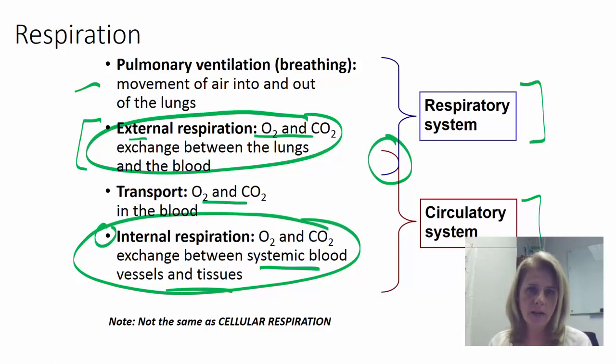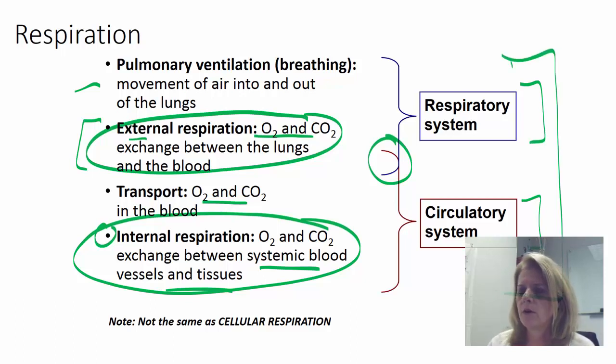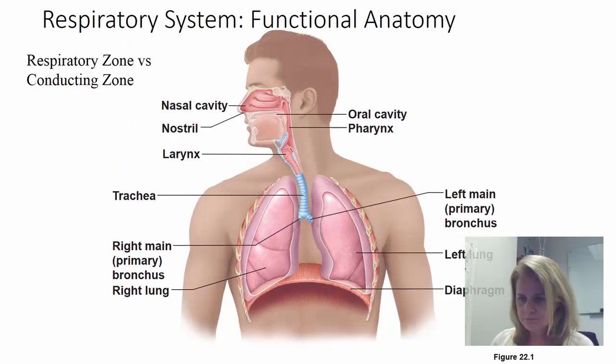Okay? So pulmonary ventilation, which is breathing, moving air in and out. External respiration, bringing oxygen in, sending CO2 out. Transport, carrying those gases through the body, oxygen to the organs, CO2 back to the lungs. And internal respiration, again, taking the oxygen out of the blood into the organs, bringing the CO2 out of the organs into the blood. Okay, that should be a lot of review from when we talked about blood flow. So again, two systems are required to do that. So make sure you know which of those four steps is in need of the respiratory system, which the circulatory system, and which uses both.